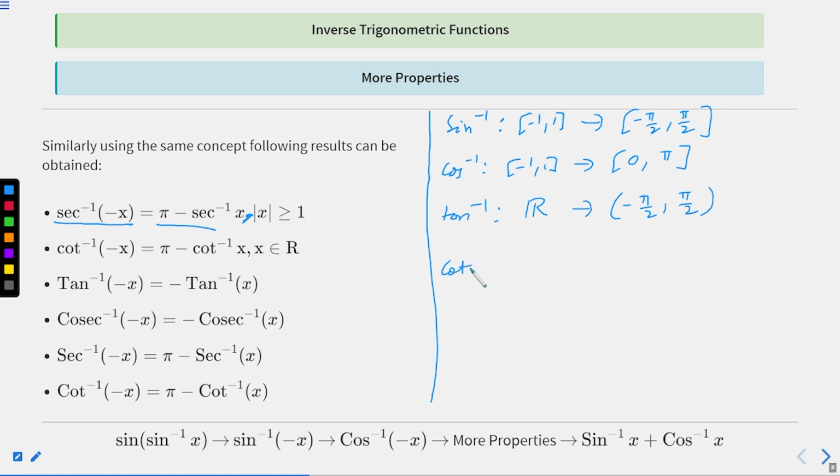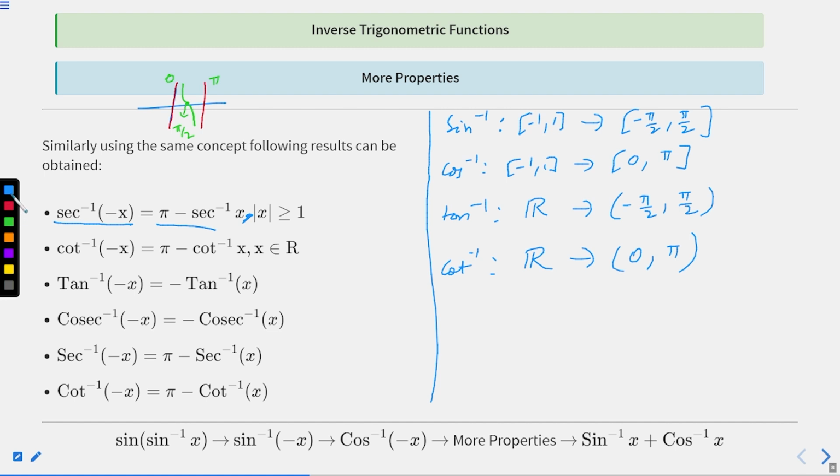Now cot inverse. If you recall from the graph, the cot inverse graph looks like this. So this is the zero asymptote, and this is pi, and this value is pi by 2. So from here, as you can see, it is defined from R, and your range will be the open interval 0 to pi.